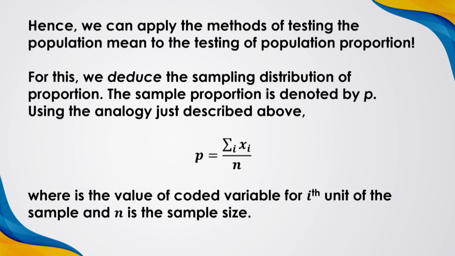Hence, we can apply the methods of testing the population mean to the testing of population proportion. For this, we deduce the sampling distribution of proportion. The sample proportion is denoted by P. Using the analogy just described above, small p equals a ratio where the numerator is the sum of small xi, I use the small x for sample values. This is divided by the number of values in the sample.